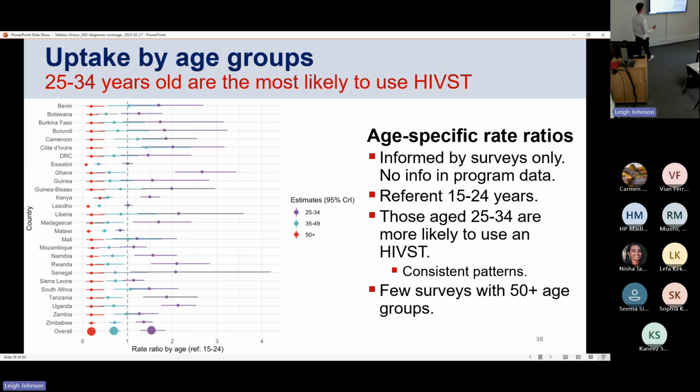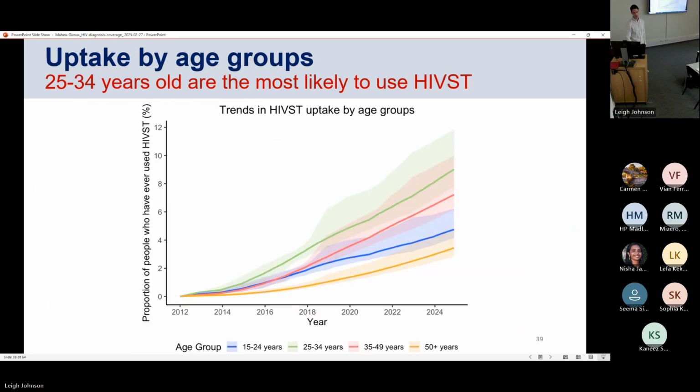And we estimate a rate ratio for those who are 50 plus, but as you can see, there are only 1, 2, 3, 4, 5 surveys that have this information. So that's why you have all this similarity in the other one. But again, it's the advantage of the hierarchical model that we can inform the parameters for these other countries. This is just another way to look at it in absolute terms instead of rate ratios. We can see that 25-34 is more likely than 35-49, 15-24, and 50 plus.